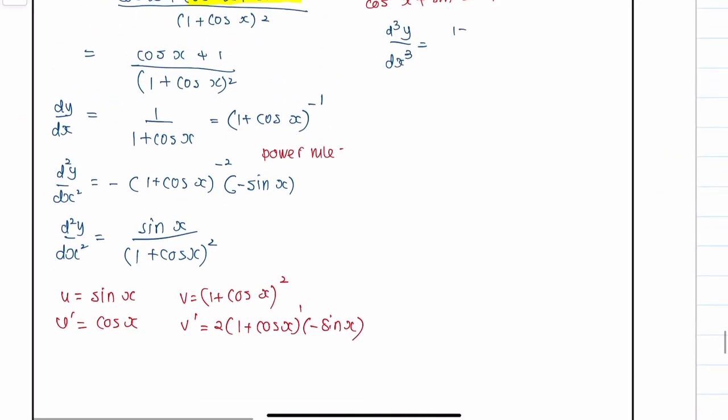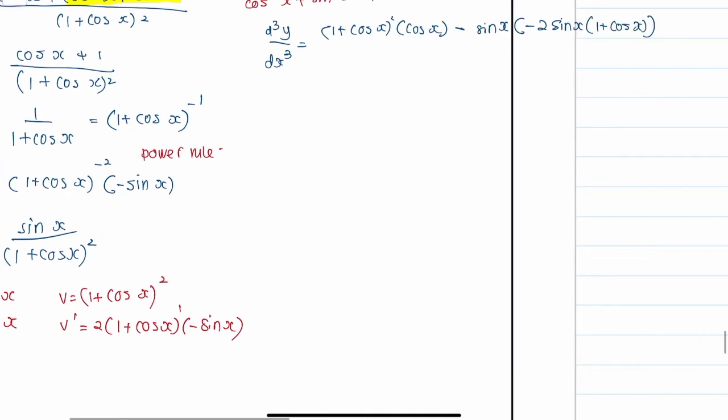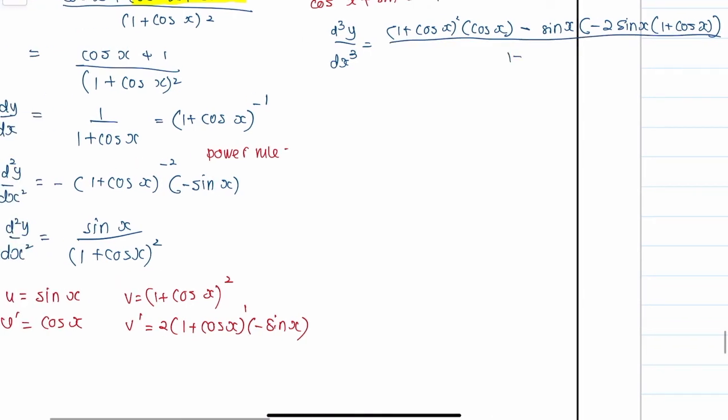So v u prime minus u v prime. So this v prime we have, negative 2 sin x, 1 plus cos x to, close. Okay. So v u prime minus u v prime over v square, 1 plus cos x squared.